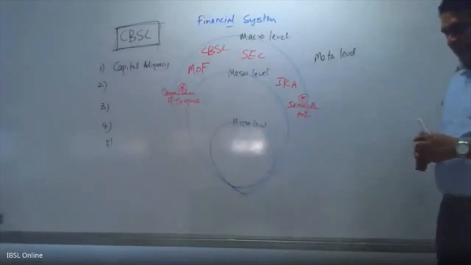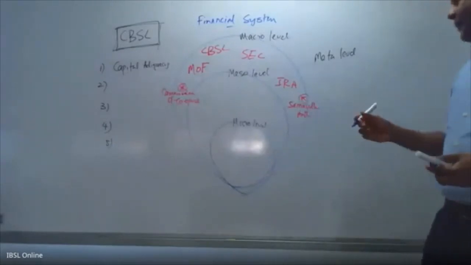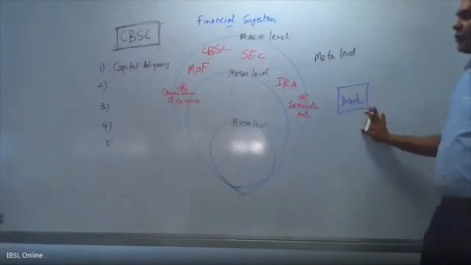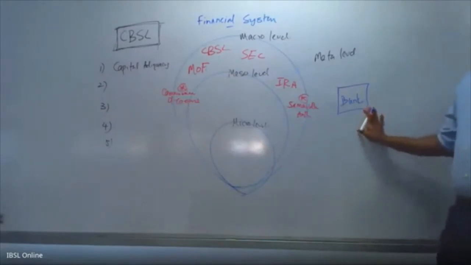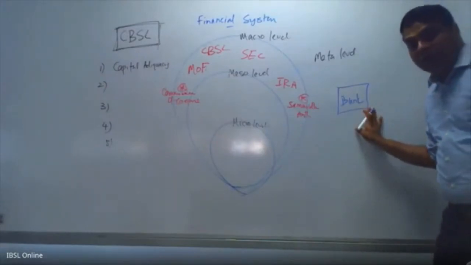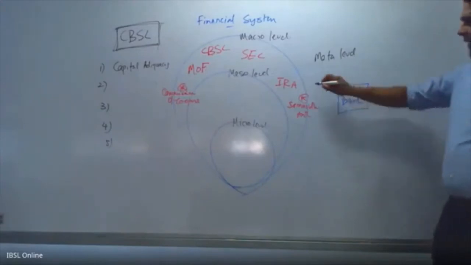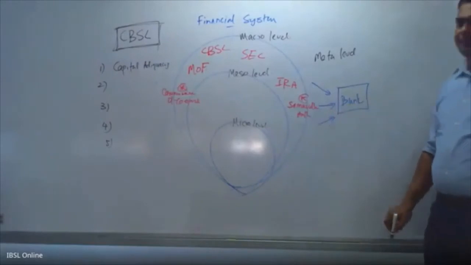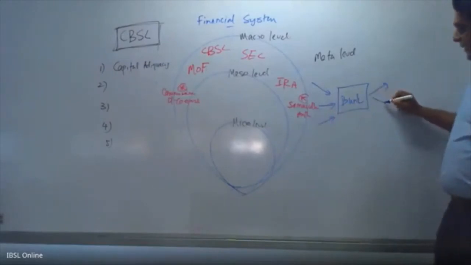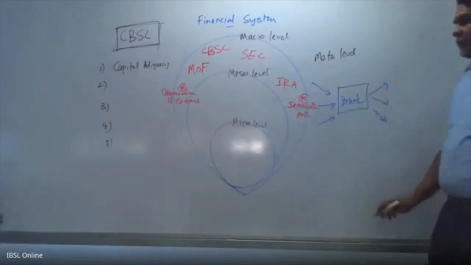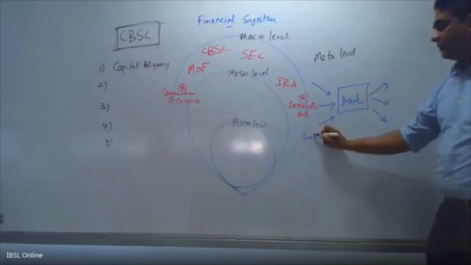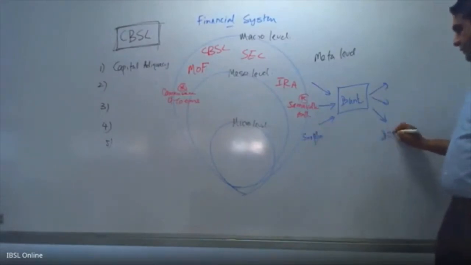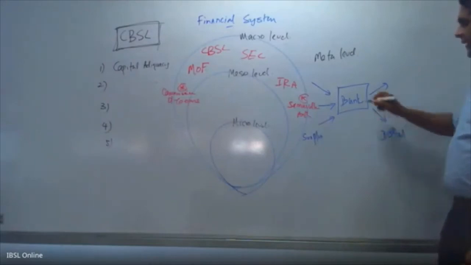Accept deposits and then lending. But what is the correct and very academic word for that? Financial intermediary service. Very good. The bank's job is financial intermediation. That means you are accepting deposits from financial surplus units, and then you are lending this money to financial deficit units. This is surplus units, this is deficit. This activity you call financial intermediation.